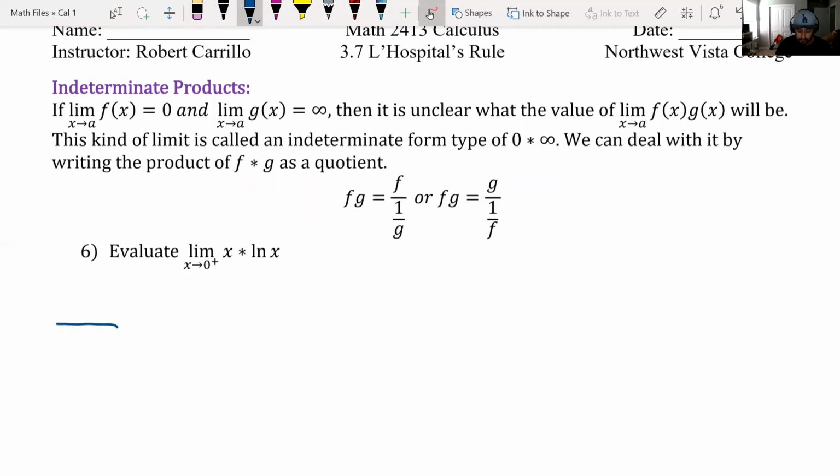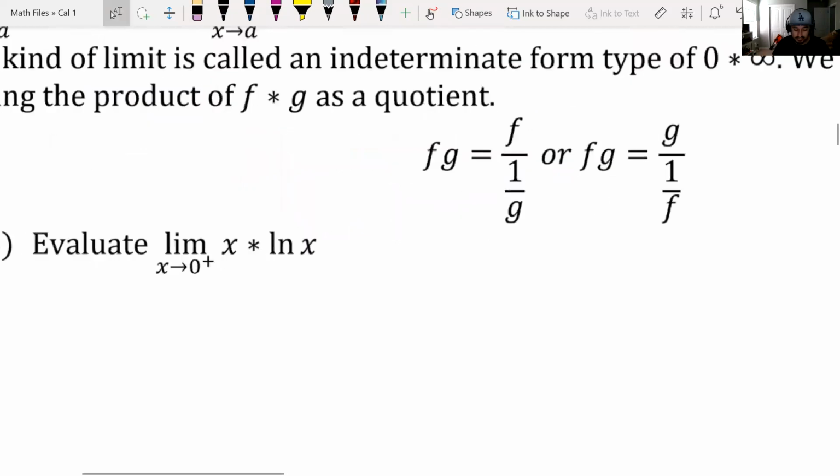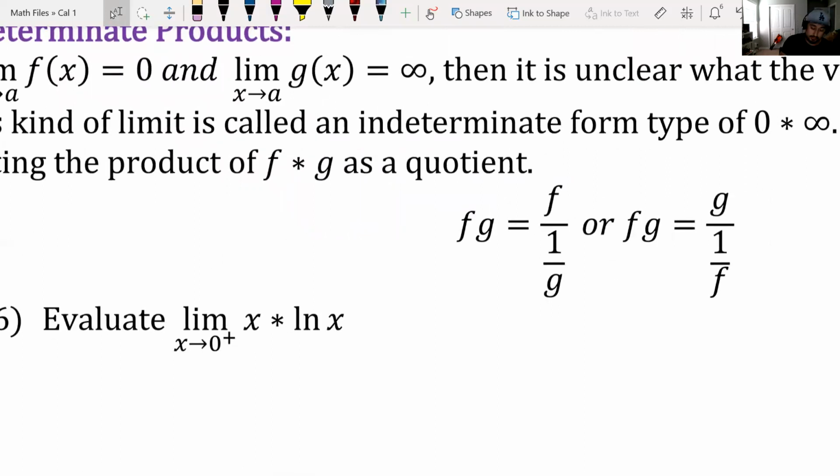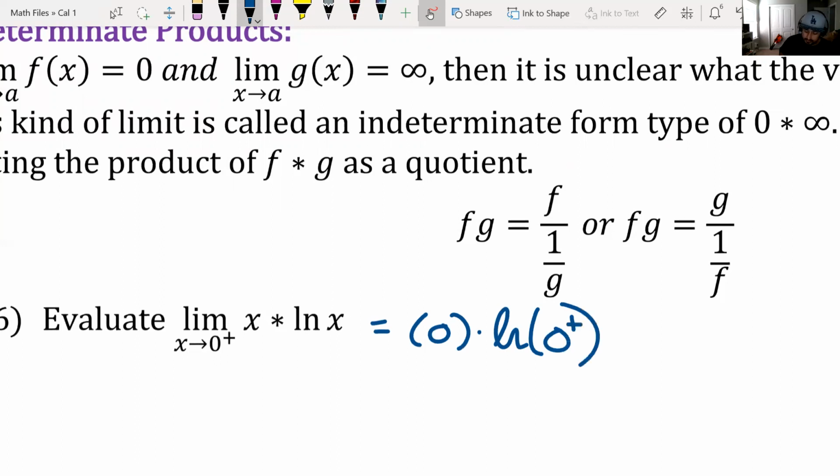Okay, so once again, let's evaluate this limit at 0. This wants it 0 from the right. So this means that if I plug in 0, this becomes 0 times the natural log of 0 from the right. I mean, I could put the little plus sign in here, but x at 0 from the right is just 0, right? So we don't need that in there. The one that really matters is the natural log of 0.